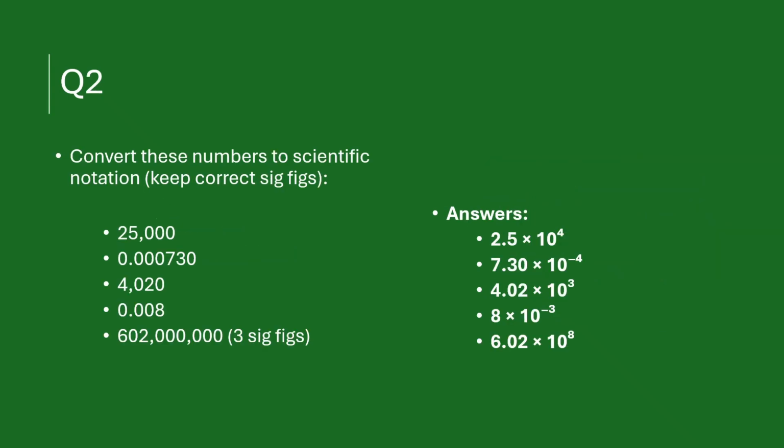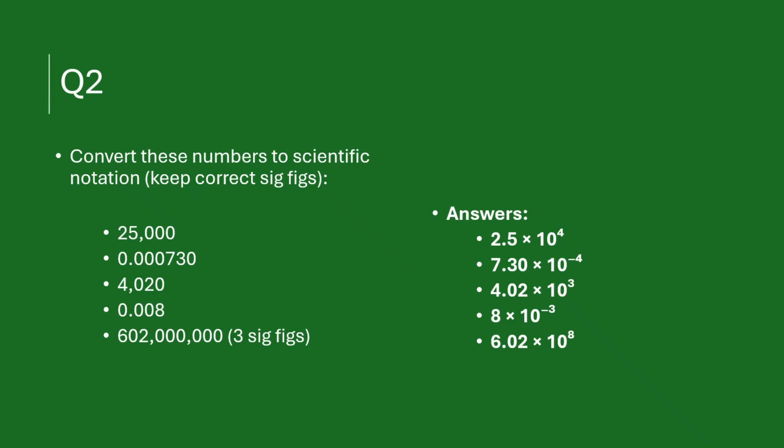Now let's proceed to quiz number 2. You are tasked to convert these numbers to scientific notation. For item number 1, we have 25,000. Next is 0.000730. Then 4,020. Then 0.008. And 602 million.